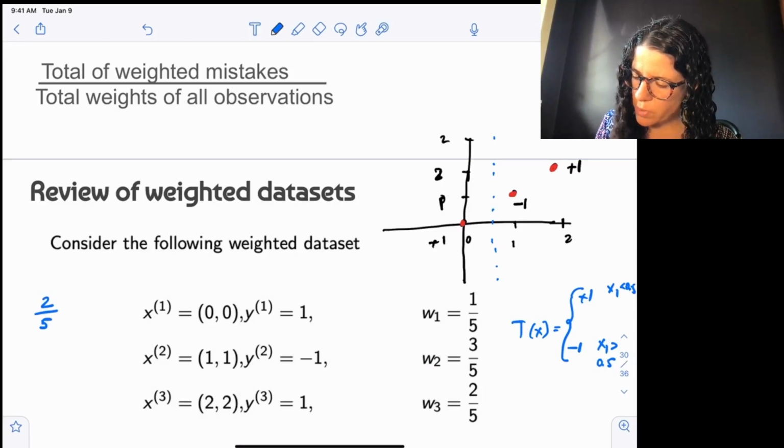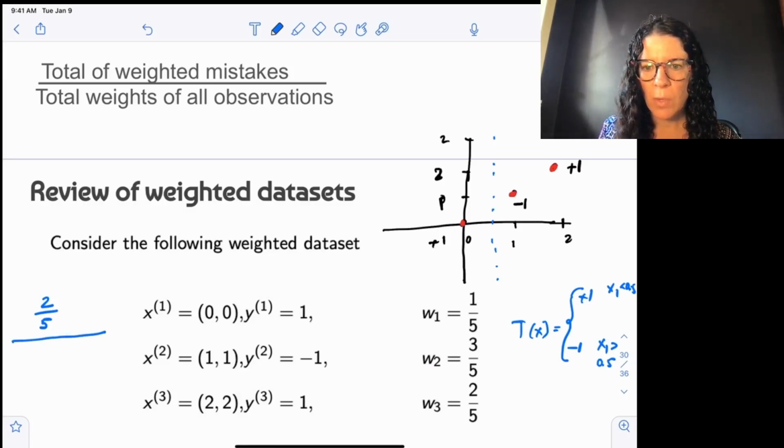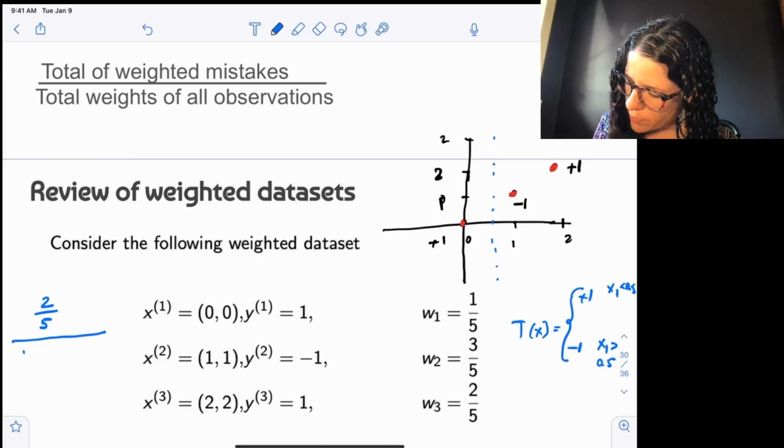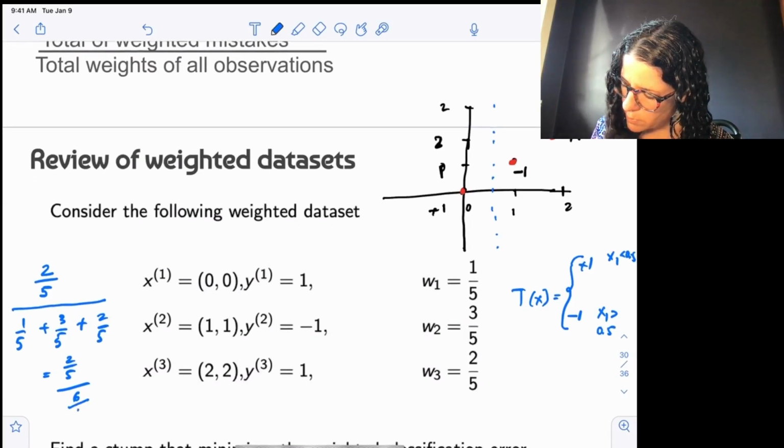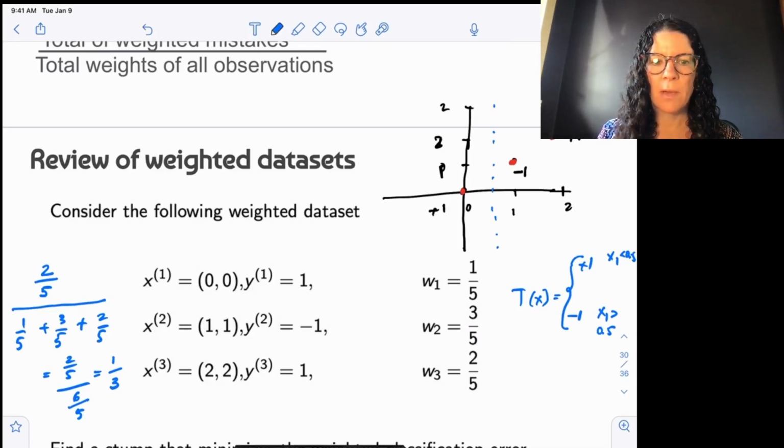So I'm going to do 2/5, which is the weight of that example, divided by the sum of all weights. What is the sum of all weights? We have 1/5 plus 3/5 plus 2/5, okay? And this is 2/5 divided by 6/5, which is equal to 1/3. So that would be the error of that particular tree. Now we have to figure out which other ways we can divide this data.